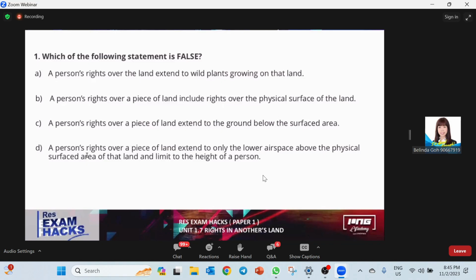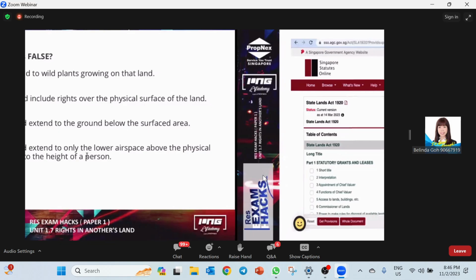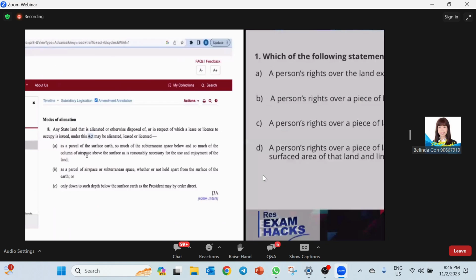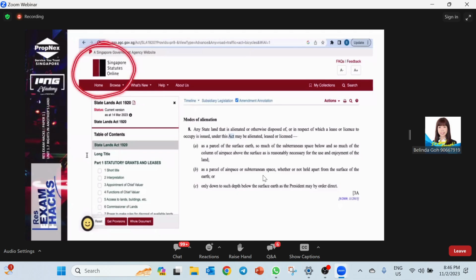A person's right over a piece of land extends only to the lower airspace above the physical surface area of that land and is limited to the height of a person. You all have to know that this is the definition for which of the following is false. Give me a minute, I extracted this from Singapore Statutes Online, and the definition is over here. You can see the definition, so it will be easier for you to understand. Nowadays the RES exam is not so straightforward. You have to understand and read the question carefully.